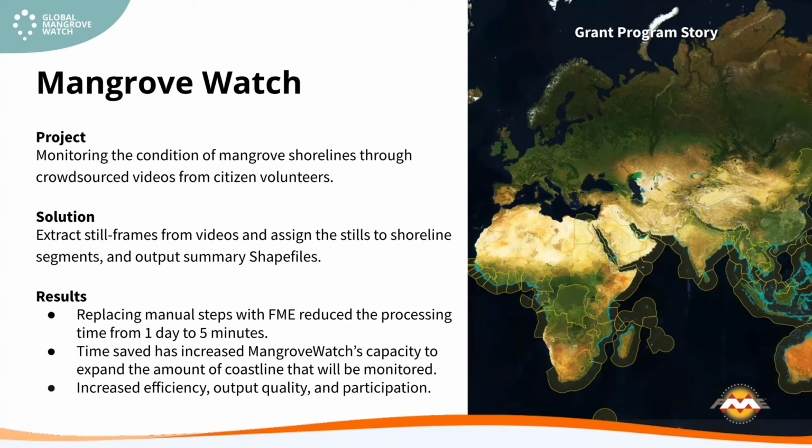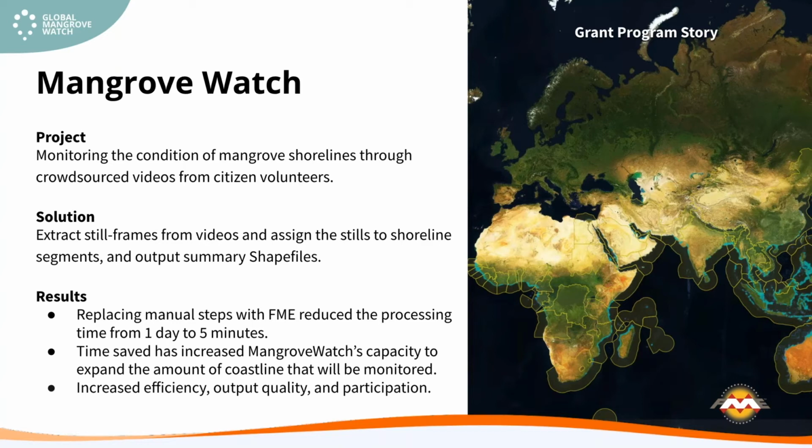Volunteers record a video of the entire shoreline of interest while tracking the position of the camera using a handheld GPS. Still frames are subsequently extracted from each second of the video, and Mangrove Watch's FME workflow then automatically assigns individual still frames from the video recordings to portions of the shoreline.